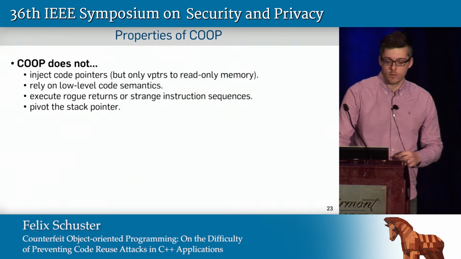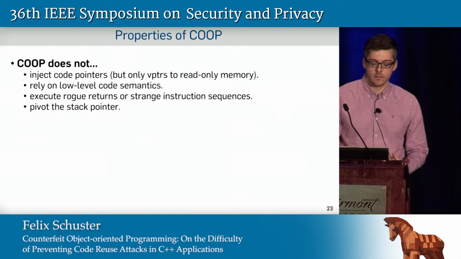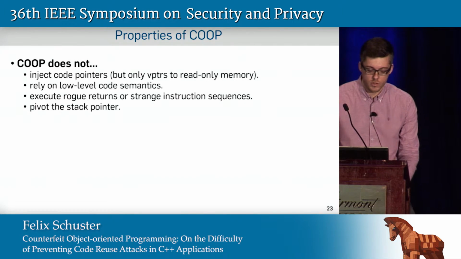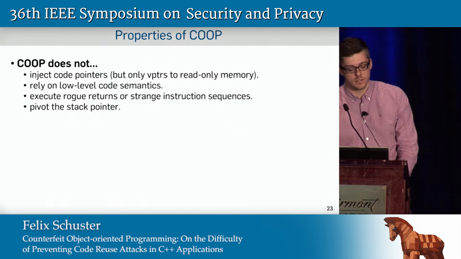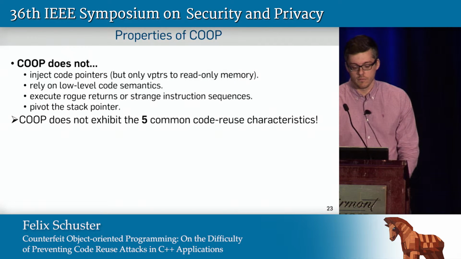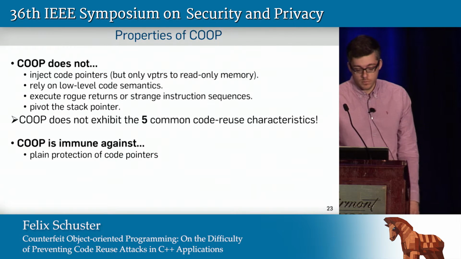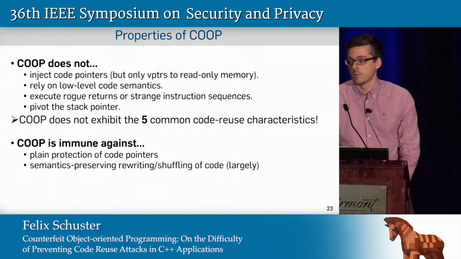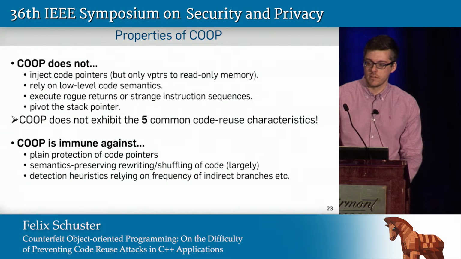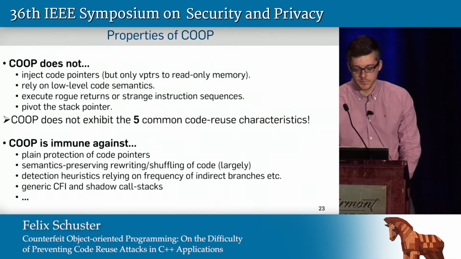Okay, now the properties of COOP. COOP does not inject code pointers. COOP does not rely on low-level semantics of code, does not execute returns or strange instruction sequences, and it does not pivot the stack pointer. As such, COOP does not exhibit the aforementioned five code reuse characteristics, and COOP is immune against protection of code pointers, semantics-preserving rewriting, shuffling of code, existing detection heuristics, and generic CFI or shadow call stacks.